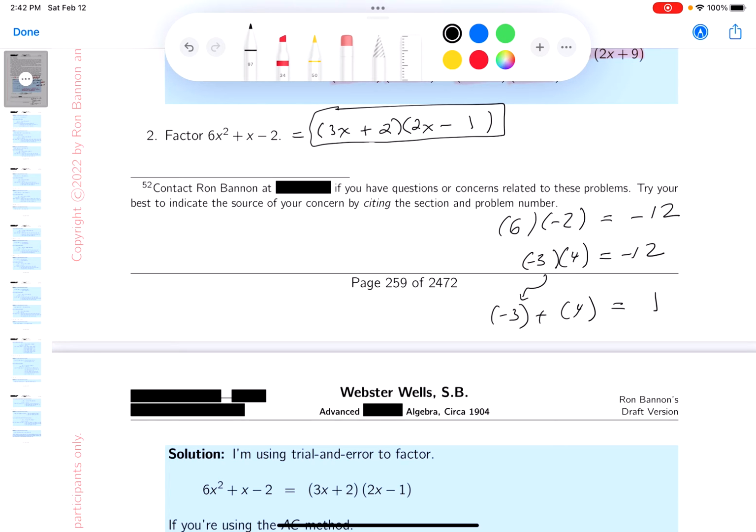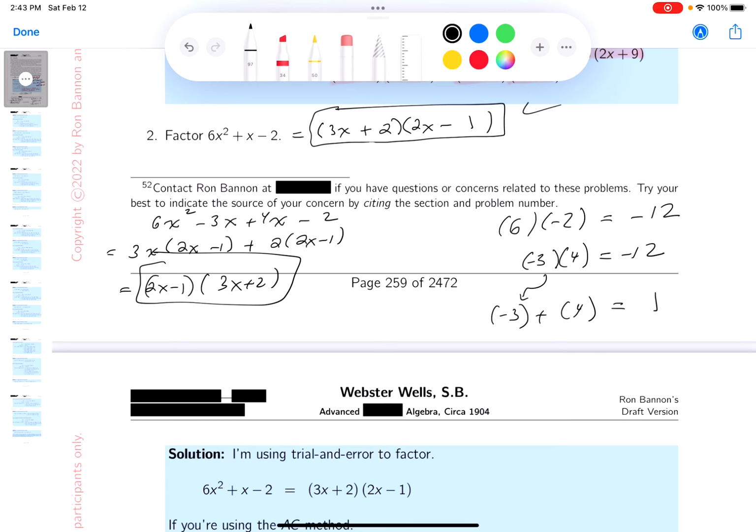Then what do I do? I take the term in the middle, which is x, and split it into minus 3x plus 4x. It's still 1x, and that's minus 2. Then I factor by grouping. I'll write that down for you. That would be 3x times 2x minus 1, plus the last two terms, 2 times 2x minus 1. What would you get? Well, what's common there is 2x minus 1. What remains? 3x plus 2. Do I get the same answer? Of course I do.